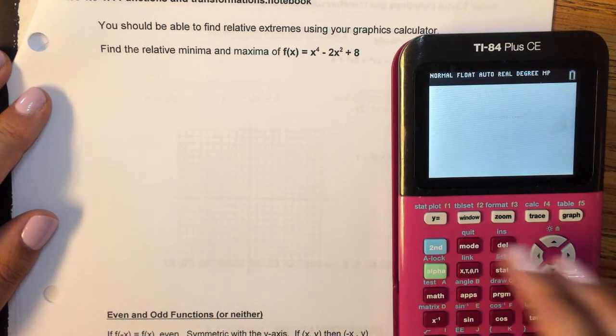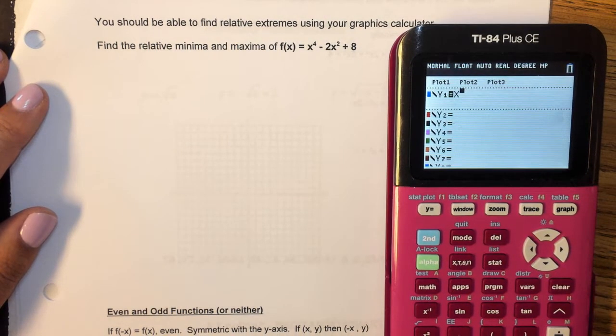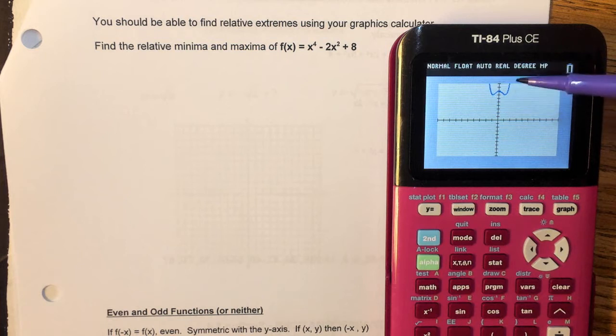So I just cleared that out. I didn't mean to do that. I'm going to go into y equals, and I'm going to type in the function x to the fourth minus 2x squared plus 8. And then I'm going to click graph. You can see here it's making this little W shape.